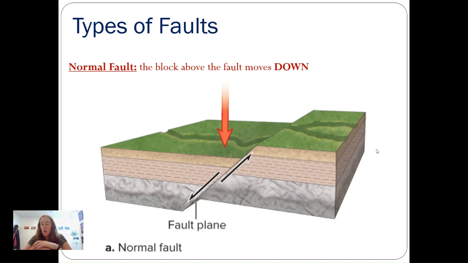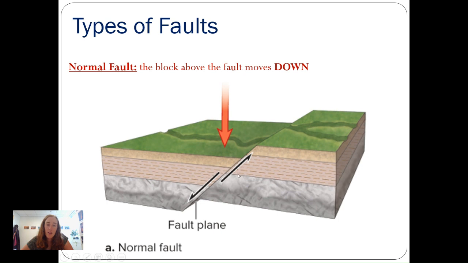What I want to point out is that in most of these diagrams, you should assume that all of these layers should normally just be flat, almost like a layer cake, if that's a good visual for you. They should be flat. And what you're looking for is whether the layers on one side have either dropped down or been pushed up relative to the other side. There's some confusing terminology here, but basically you're trying to look for the block of rock above the fault.